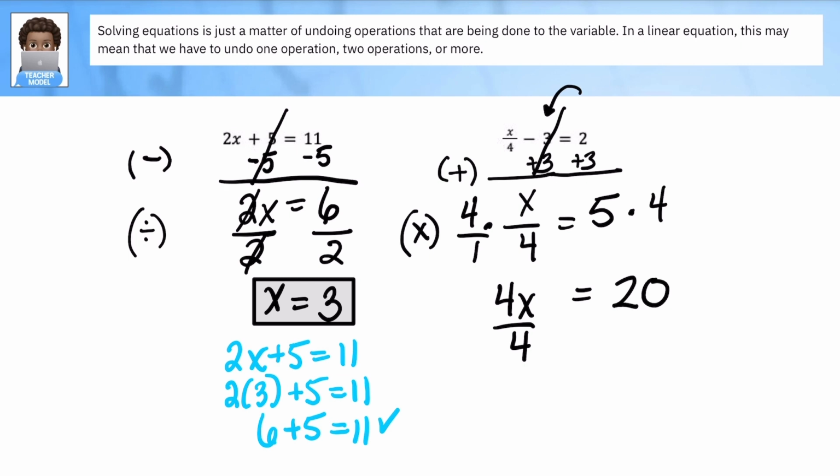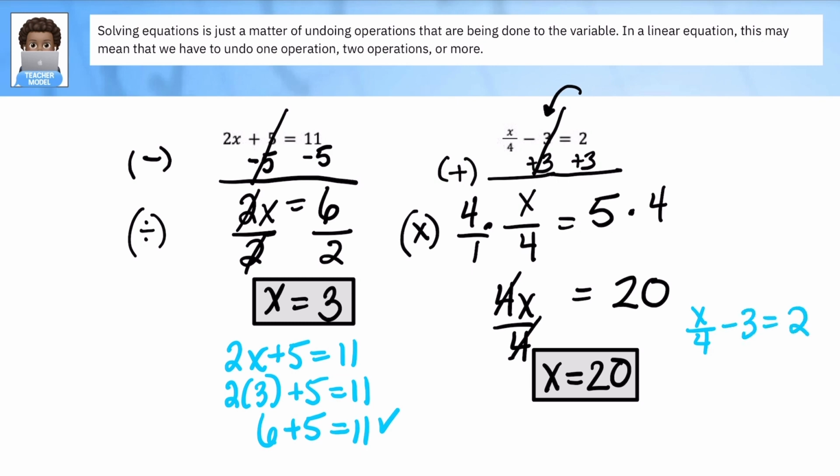We're going to simplify this. 4 divided by 4 is just 1x. So x is equal to 20. And just like before, we're going to triple check our work. We're going to sub it in. So x divided by 4 minus 3 equals 2. 20 divided by 4 minus 3 equals 2. 20 divided by 4 is 5. 5 minus 3 equals 2.